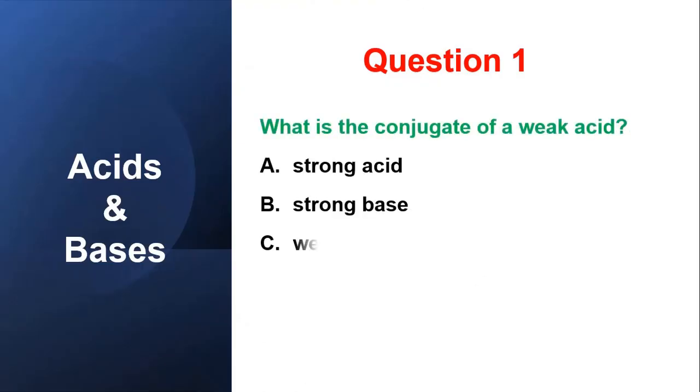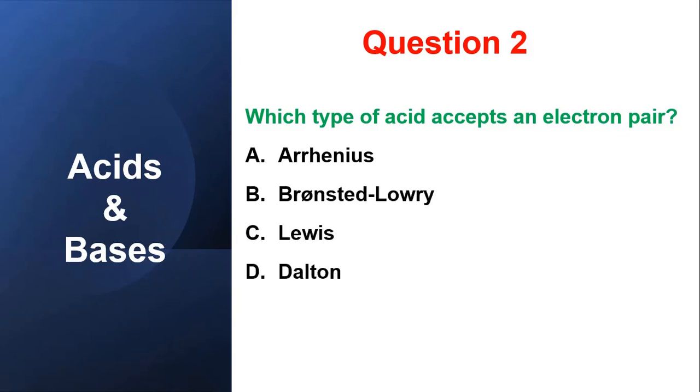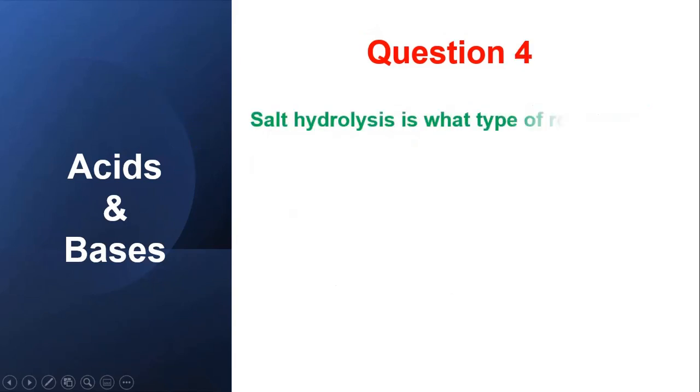Quiz time. We have 10 questions now. Focus and try to solve them without my help. What's the conjugate of a weak acid? Weak acid. What is the opposite of weak acid? It's strong base. Correct. Which type of acid accepts an electron pair? The acid that accepts electron pair. This is Lewis. Correct. In a solution where the pH equals 4, what's true about this? If pH is 4, this is more acidic. So acidic means we have higher concentration of H positive. The answer is A, correct.